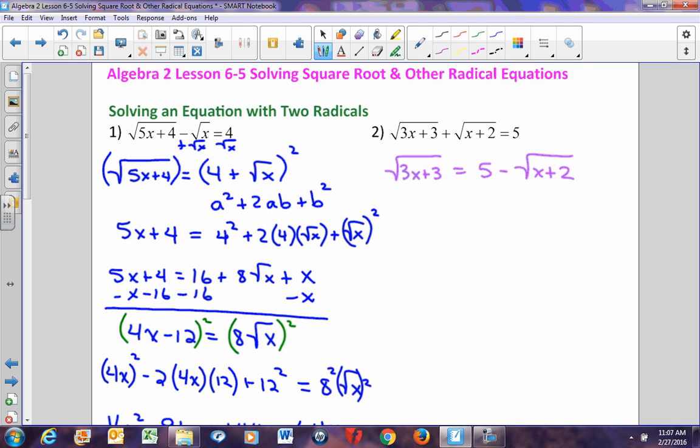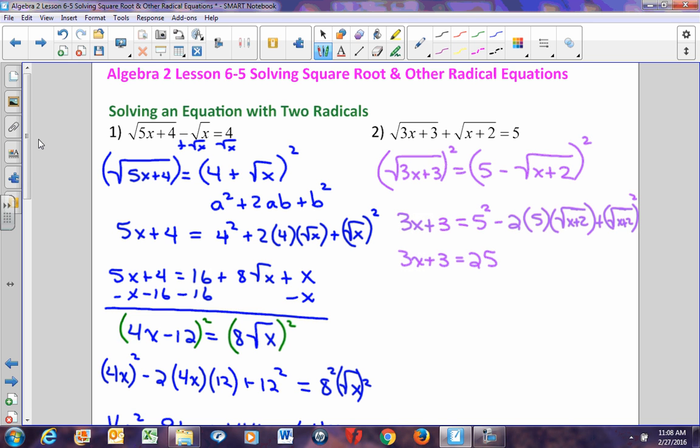Okay, square both sides. The left-hand side squares pretty easily, it just becomes 3x plus 3. The right-hand side is going to become a squared minus 2ab plus b squared. So 5 squared minus 2 times 5 times the square root of x plus 2, plus the square root of x plus 2 squared. So you'll get 3x plus 3 equals 25 minus 10 square root of x plus 2 plus x plus 2.